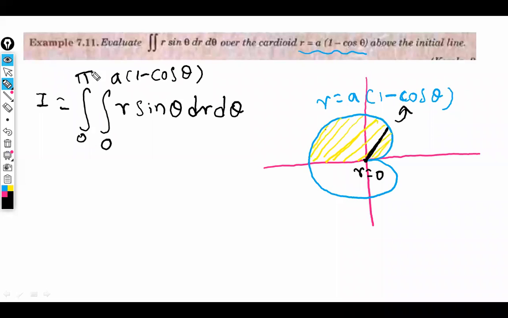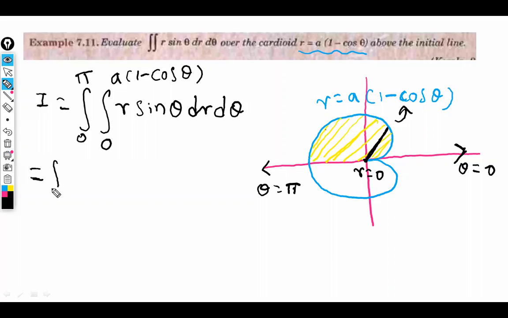So 0 to pi will be the outer limit, because the minimum value is theta 0 and the maximum is pi, where the region exists. That's one. Now we have to integrate it. So let I ask 173. Yes, integrate the inner integral.